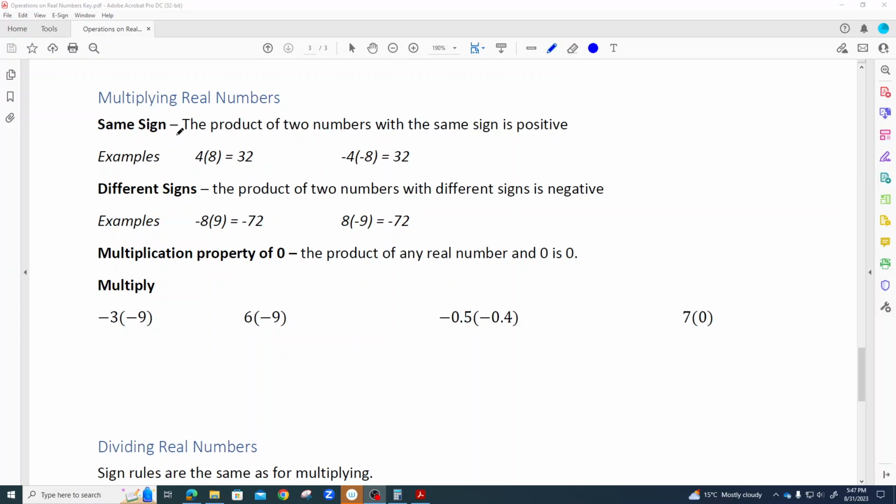So when you're talking about having the same sign, 4 times 8 is 32, because it's positive times a positive, the answer is positive. Negative 4 times negative 8 is 32. Negative times a negative, also a positive.